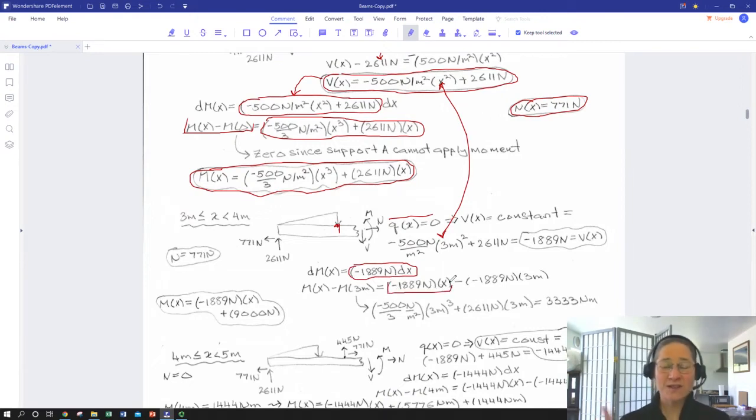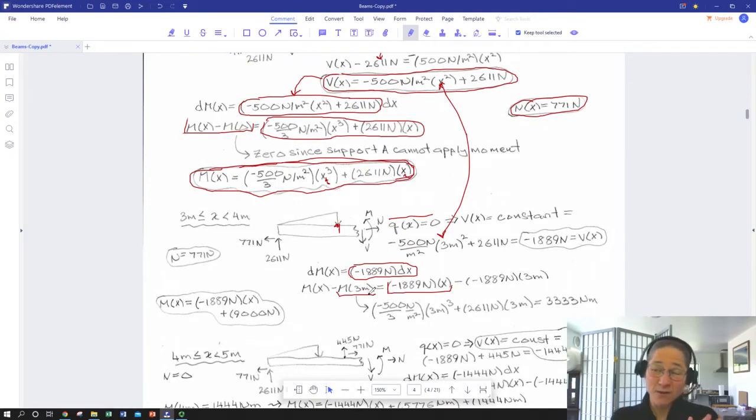We're going to evaluate this not between 0 and x, but between 3 and x, because now we're only focusing on that section from 3 to 4, so our lower limit of integration is 3 meters. Likewise, we have to figure out what the moment was at 3 meters. Good thing we've got an expression for moment from the previous section up here that we can plug 3 meters into, the way we did with shear, because those have to match unless there was a point couple being added.